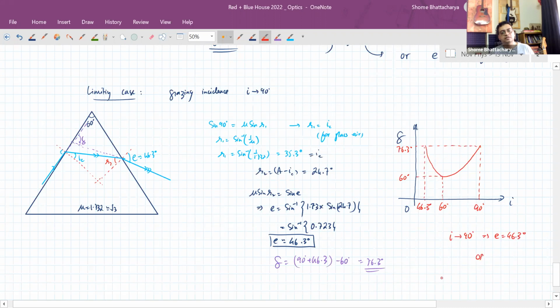degrees. Or I can take the reverse of this. I can take i as 46.3 degrees, which will give me angle of emergence as 90 degrees, which is the grazing emergence. So this is the other, but these both will give me my maximum delta of 76.3 degrees. So that case would look like this. If I just reverse these rays, or I drew the diagram symmetrically from the other side, then the emergent ray would be grazing. So the angle of emergence would be 90 degrees.